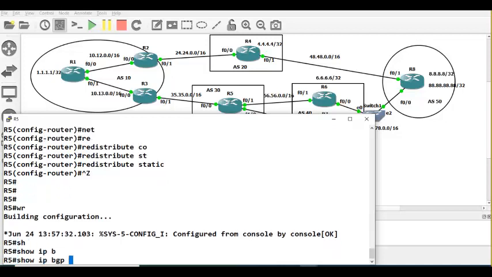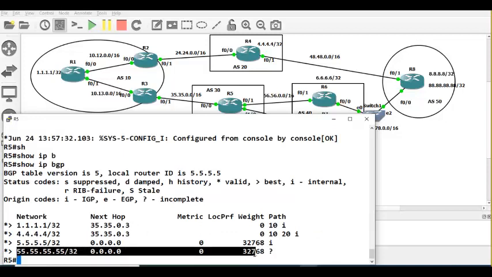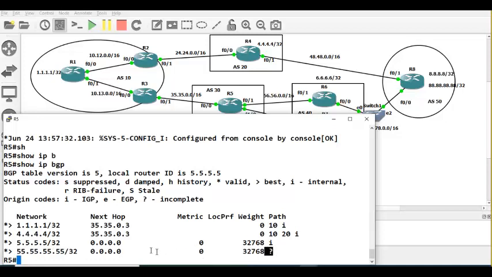Show IP BGP. You can see question mark. Whereas the advertised one will have next hop 0.0.0.0 because these two networks belong to this router, and automatically the weight will be given higher. We have not set any weight for it. We did not deal with any attribute so far. This is the default weight given for local networks. And you see question mark.